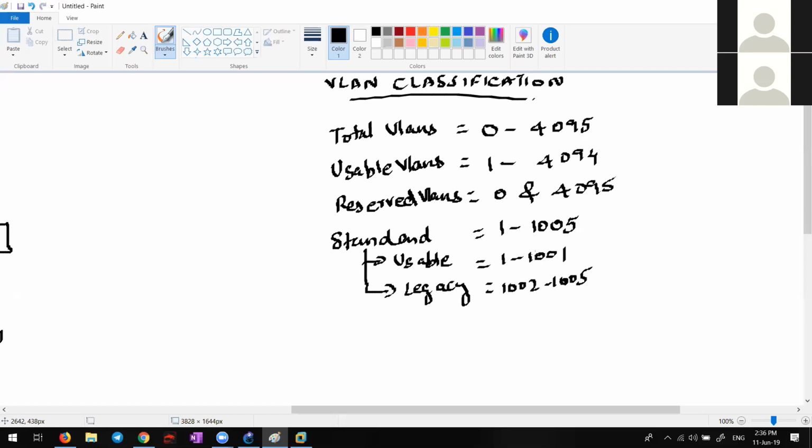Hari, you can write, I'll give you time. 1005, okay? This is clear. Next is the extended VLAN range. What is the extended VLAN range? 1006 to 4094. Okay? These are the total classification of VLANs. Is it clear? 12 bits of VLANs will be classified like this. Write down now.